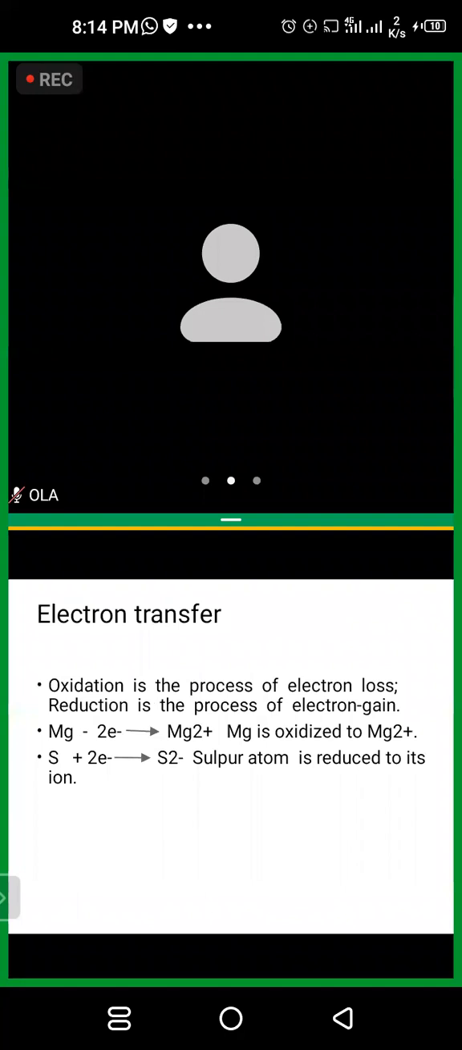Now, the next is electron transfer. For electron transfer, the process whereby there is electron loss, that is removal of electron, it is oxidation. But where electron is gained, it is reduction. What do we mean by this? Magnesium has an atomic number of 12. Electronic configuration being 2,8,1. Sorry, 2,8,2. That tells us that the 2 there can be given off.